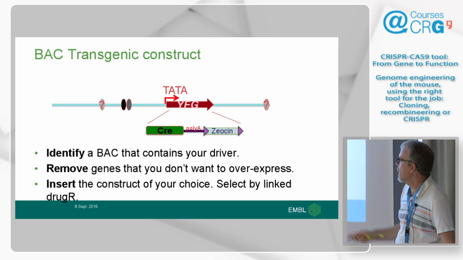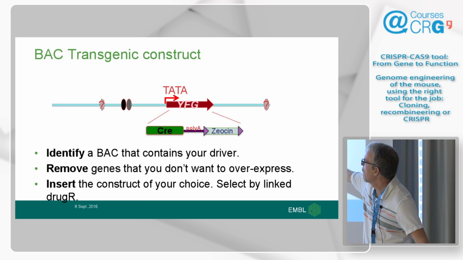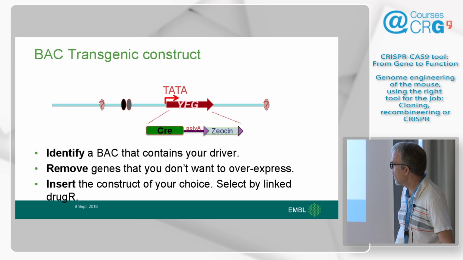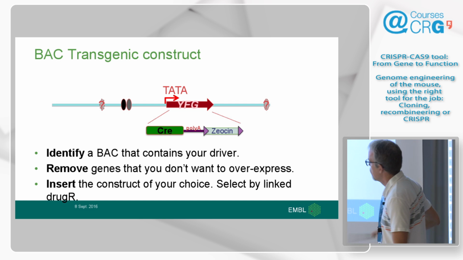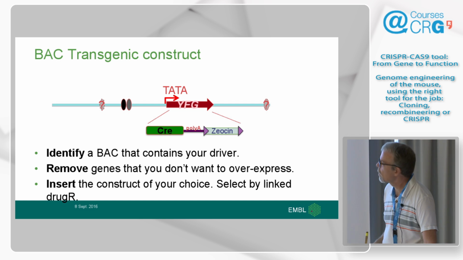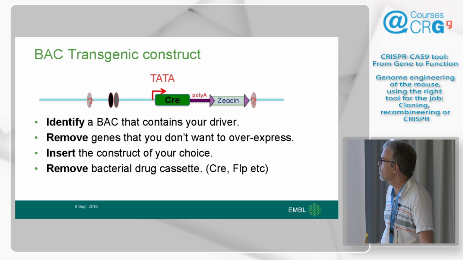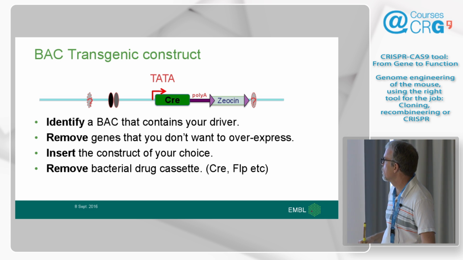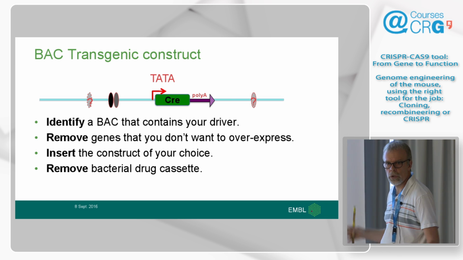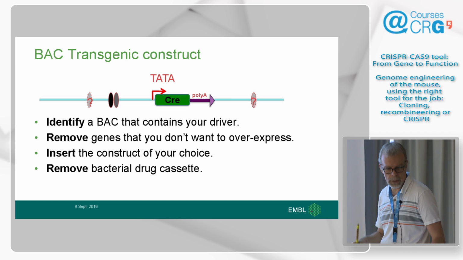Now I want to make the construct of my choice. And it turns out I want to have Cre under the control of my gene here. So I have a construct that I built that has Cre linked to a drug resistance. Now we can insert that. And then, back to your question, we can either get rid of the drug or not. And so now we have our transgenic construct. So those are the kind of steps that we go through for building these things.